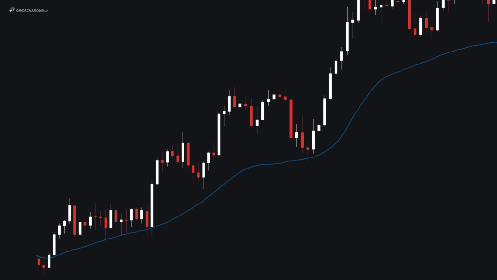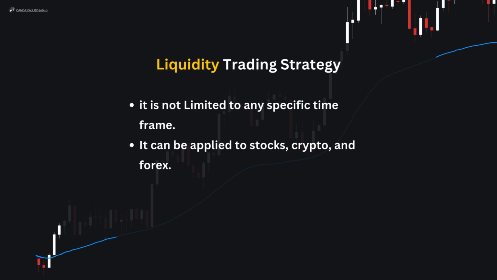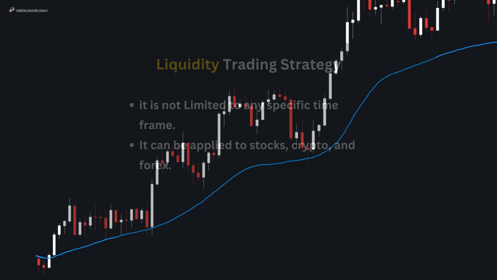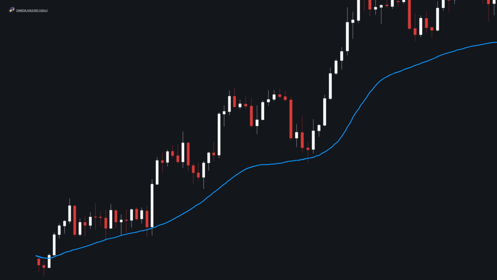Now that you have learned the concept of liquidity, let's move to our key liquidity trading strategy. This trading strategy is not limited to any time frame, and it can be applied in stocks, crypto and forex markets. It only consists of two major steps. First, we identify the trend using an exponential moving average. So we have applied EMA 50 on the chart.